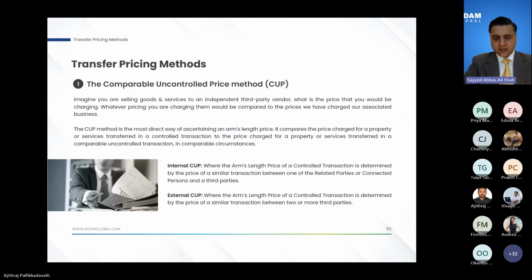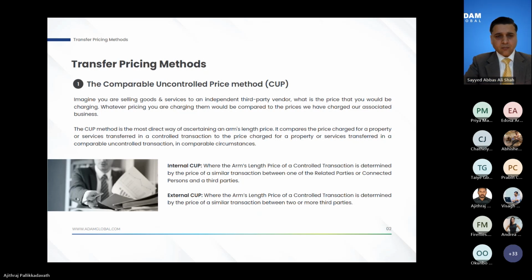Now, let's go through it one by one. Internal CUP and external CUP. So what is internal CUP? That's where you are comparing your internally used pricing that we have already used with another entity. Let's say your entity is providing these sales or services to another third party, which is totally independent, and we have no control over them. Then compare them. What is the kind of price that you would be getting? So that's internal CUP.